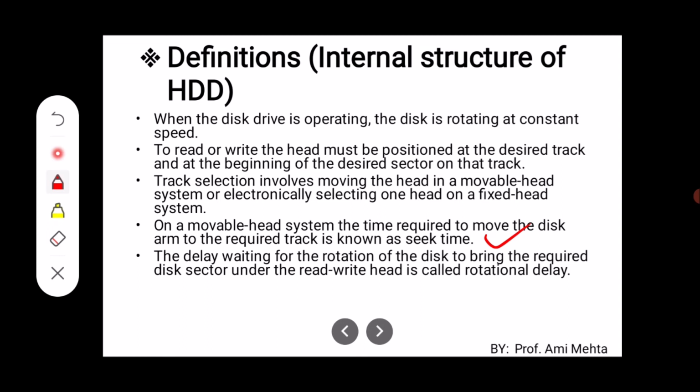The delay waiting for the rotation of the disk to bring the required disk sector under the read write head is called rotational delay. So these are the terminology in the concept of HDD. What is rotational delay? What is seek time? The time to move the disk arm to the required track is known as seek time, and for rotating the disk to bring the required sector under the head, there is a rotational delay.